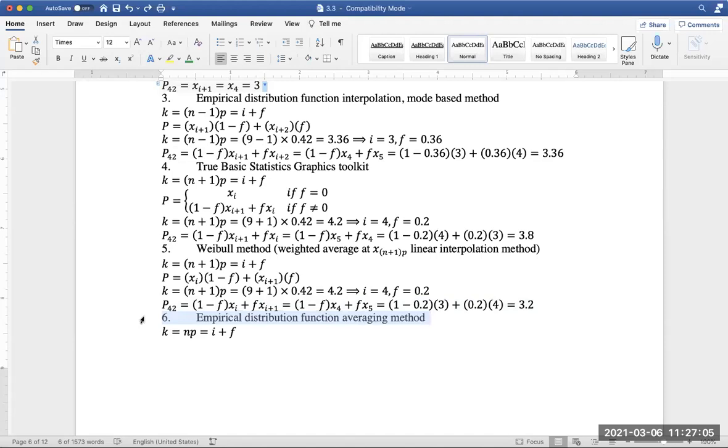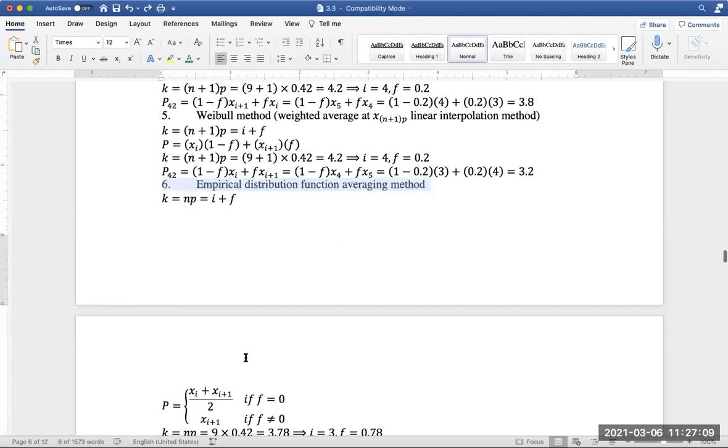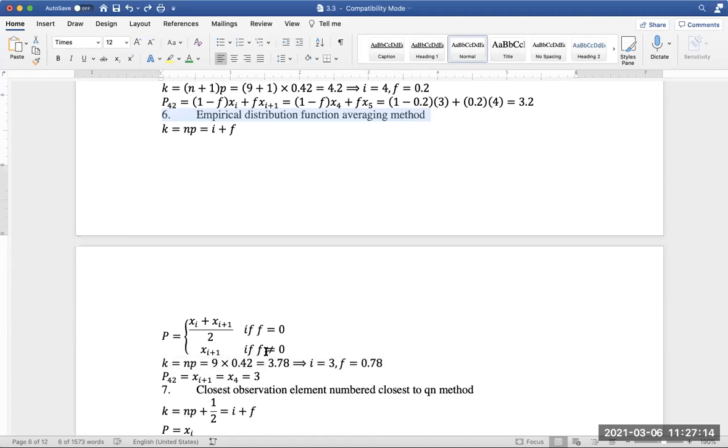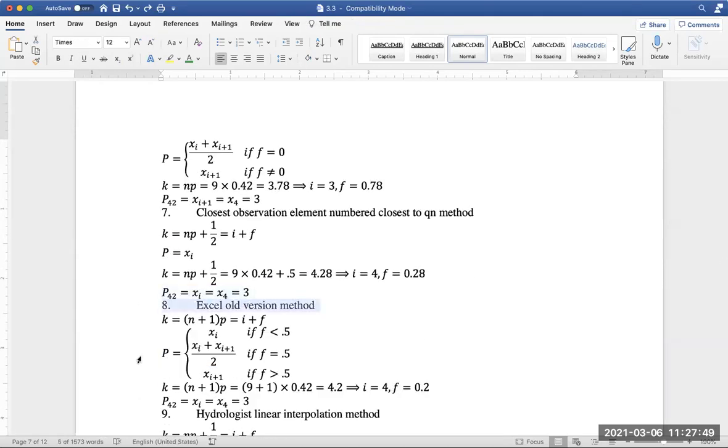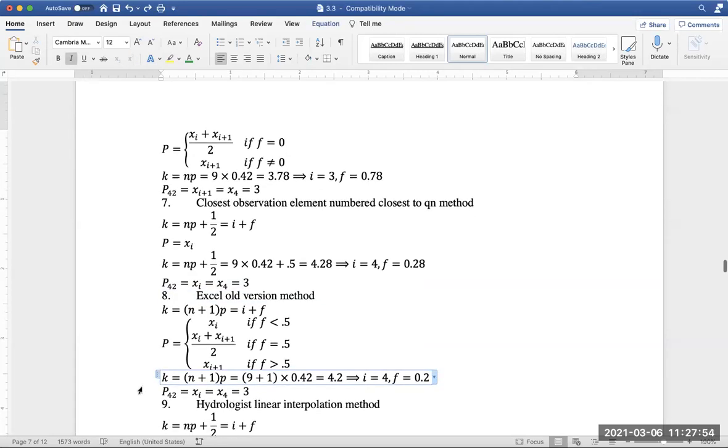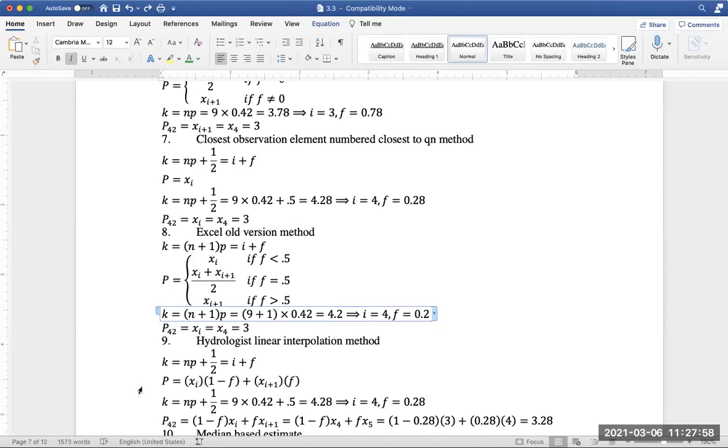The empirical distribution function averaging method, so NP, 9 times 0.42, 3.78. So this is not zero. So 0.78 is not zero. So we find the number in the fourth position, which is 3. Finally, a duplicate. The closest observation, element numbered closest to NP method. So I'll take N times P, 9 times 0.42, add 0.5, 4.28, take the number in the fourth position, which is 3. Excel old version method. So N, 9 plus 1, 10, P, 0.42 is 4.2. So I'll round this 4.2 to 4. So it's the number in the fourth position, which is 3.